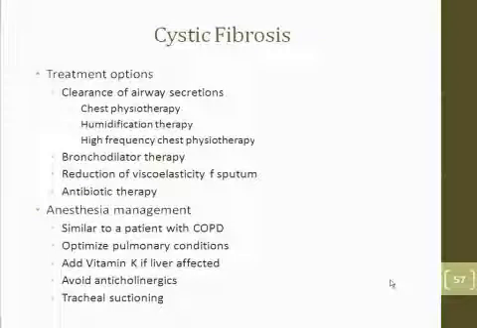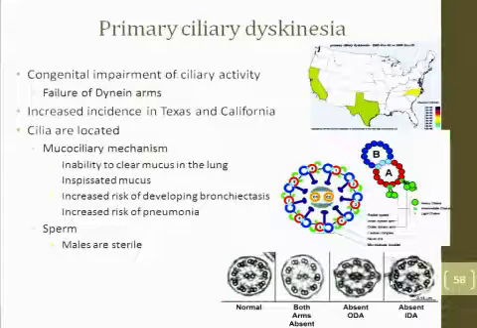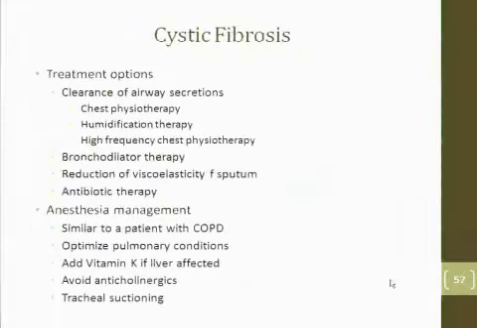You try to optimize pulmonary conditions. A lot of times the liver also is affected, so you need to consider giving vitamin K and avoid anticholinergics in these individuals, and tracheal suctioning may not be as easy as you think. Ultimately, what these individuals end up needing is a lung transplant. That's the only way they survive. You get bilateral lung transplants. So it's a pretty big procedure.